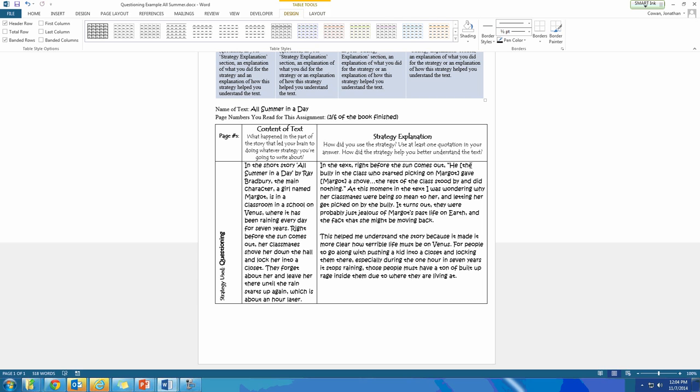At this moment in the text, I was wondering why her classmates were being so mean to her and letting her get picked on by the bully. So that was my question. It's like, why is that happening? Why is everyone just standing by? Well, it turns out they were probably just jealous of Margot's past life on Earth and the fact that she might be moving back. So in this case, for my question, I didn't find an exact answer in the book.